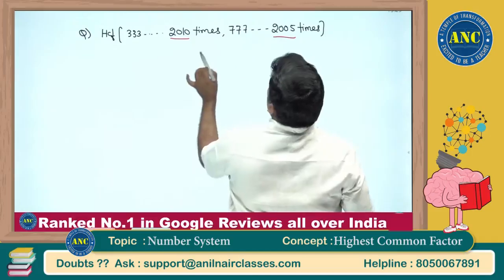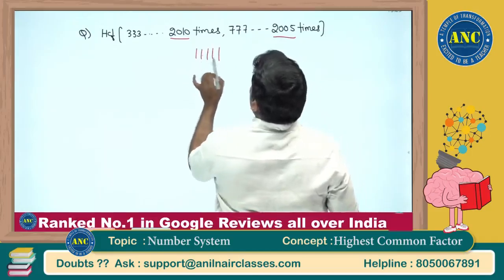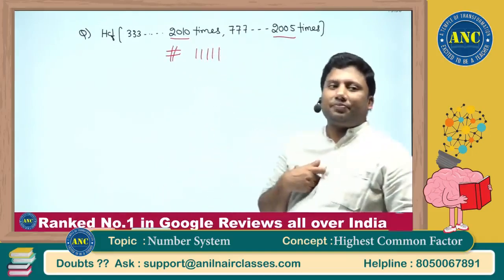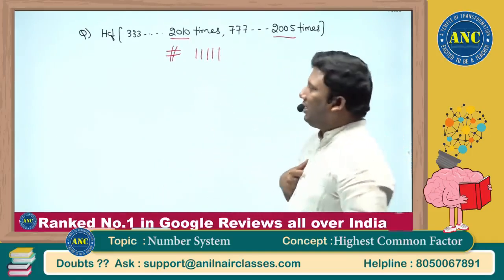2010, 2005, it is 5. They might tell the answer as 5 ones. Why it is a mistake, we will see.